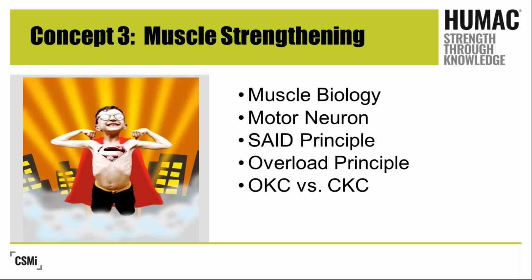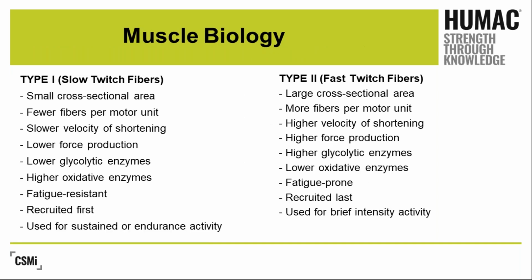But the other concept for us to go after is muscle strengthening. And there's a lot of components for us to pay attention to. There's the biology behind it. There's the motor neuron. There's the overload principle that we've already mentioned. And when we talk about that, we know that we have type 1 or slow twitch fibers, and we have type 2 or fast twitch fibers.